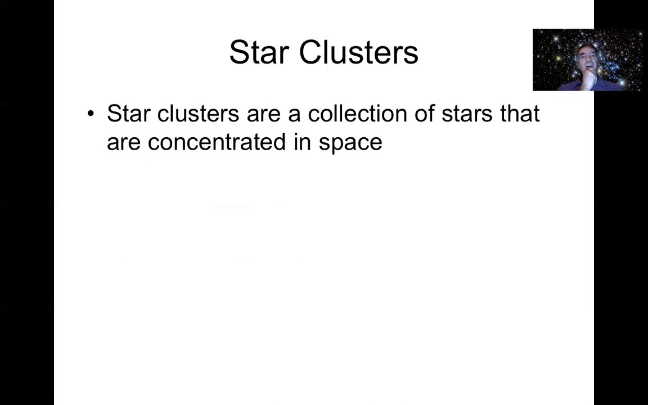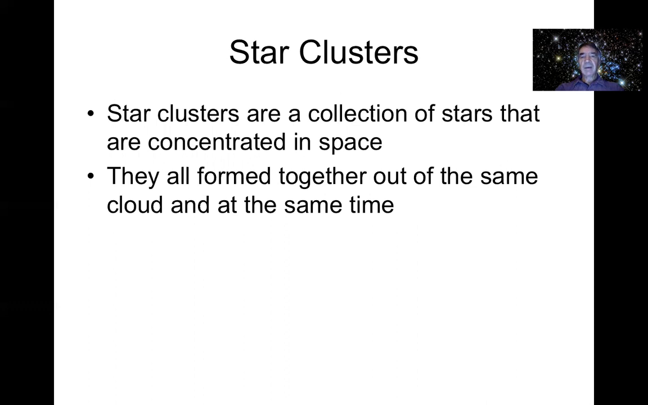So let's define what we mean by a star cluster for starters. So basically, it is what it says. It's a collection of stars that is concentrated in space. So rather than stars being distributed fairly evenly around the galaxy, like our own Milky Way, there's a concentration of stars in a particular location in space. So that is a cluster. So the number density of stars in that volume is higher than it would be typically in the galaxy.